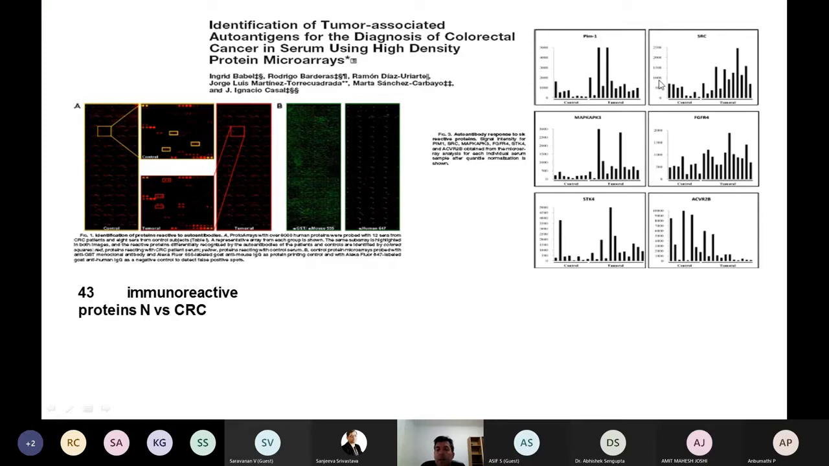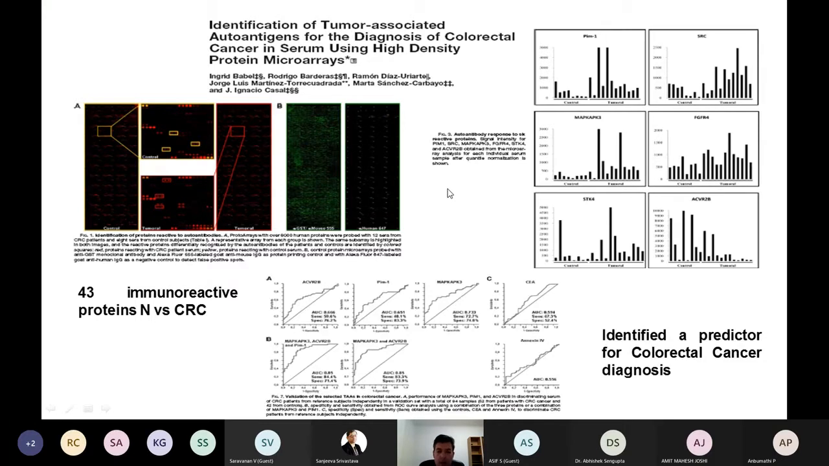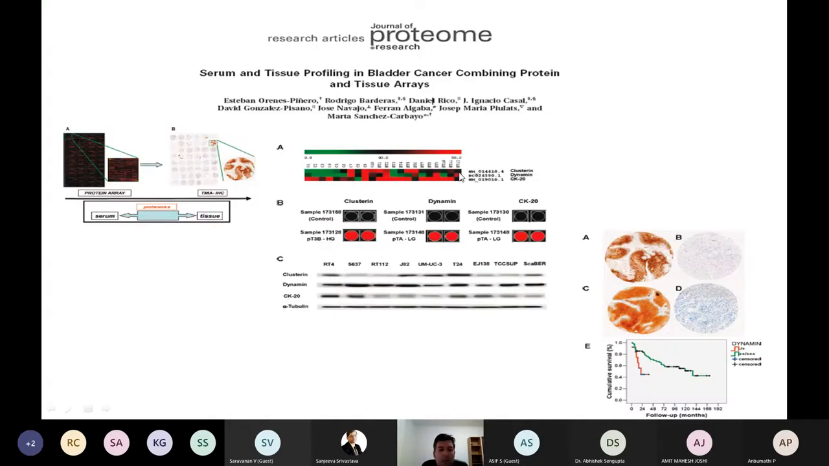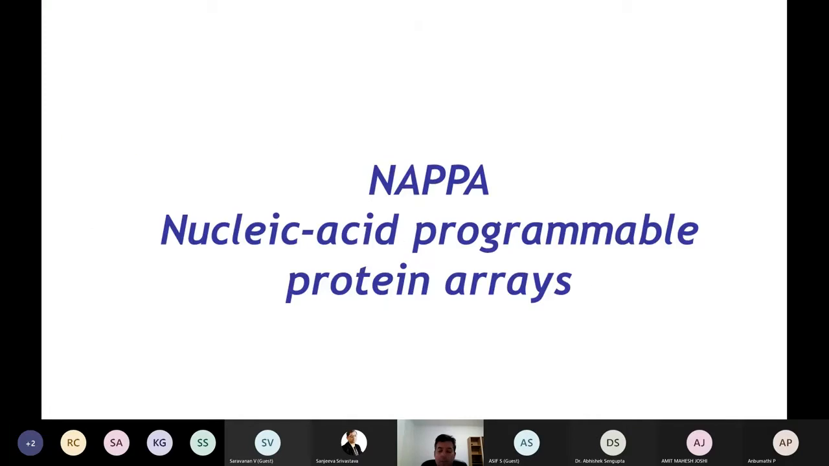The differential seroreactivity found in the microarrays is shown here in the slide. You can see the differential intensity between the tumor group and the control group for 6 selected proteins. The authors were able to identify also a predictor for colorectal cancer diagnosis, which was also patented. Another study related to the use of these protein microarrays and serum profiling was published in Journal of Proteome Research. It combined serum and tissue profiling in bladder cancer, and the authors were able to distinguish 2 proteins that could differentiate the patients according to survival.